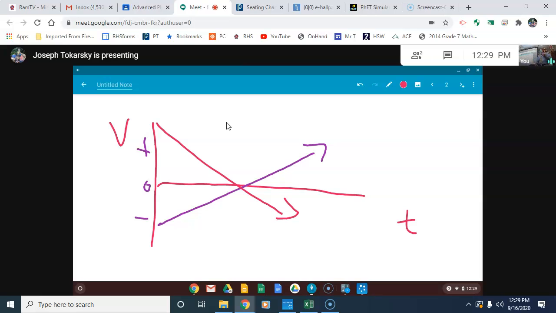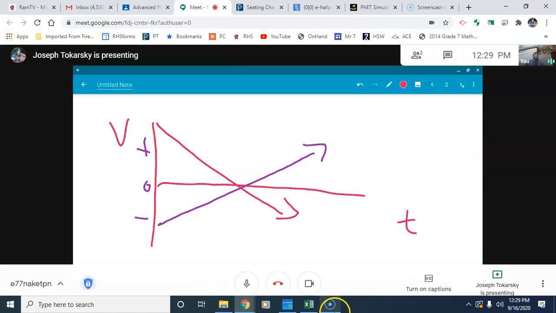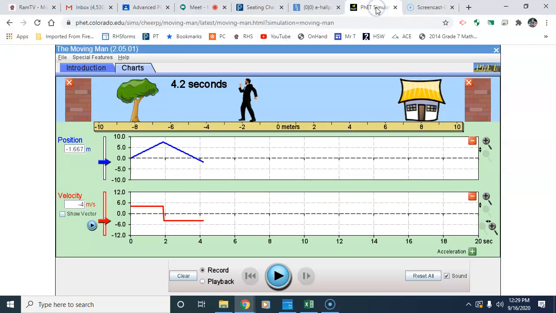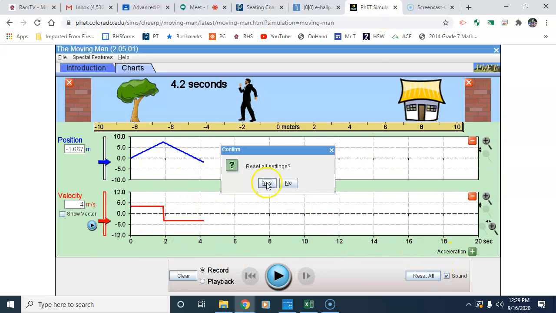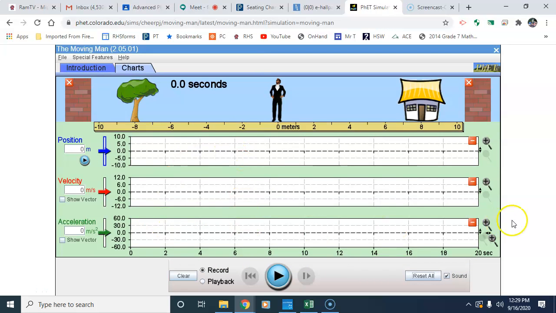Does that make sense to everybody? Yeah. I'll show you with the guy how to make one of those and what he would do and how it would correspond to the position graphs as well, okay? Hopefully that'll help. I just want to go over the idea first.